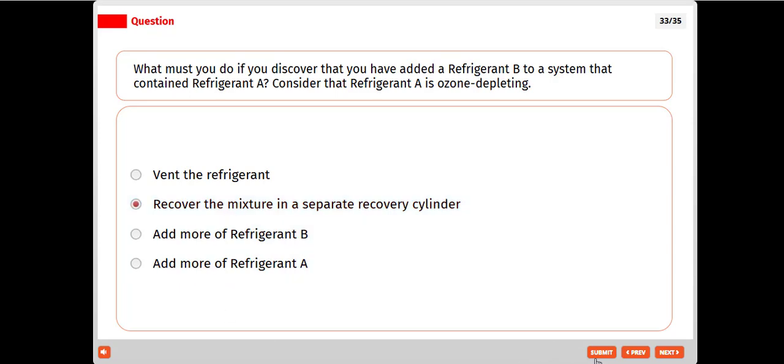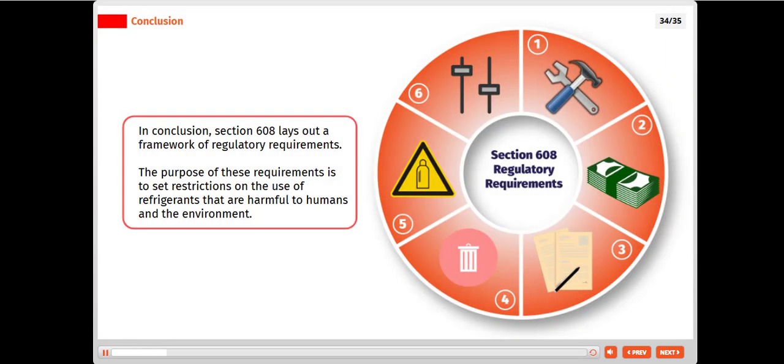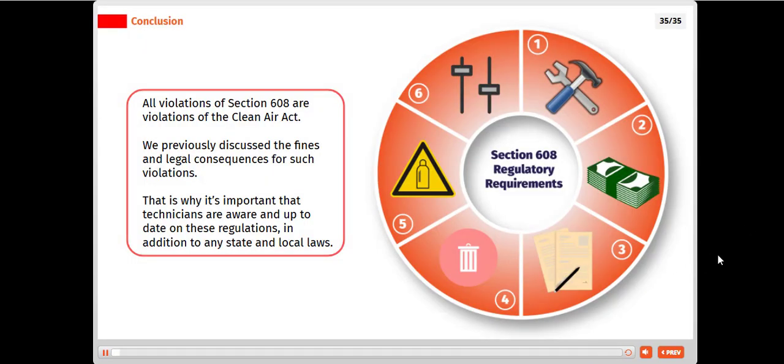In conclusion, Section 608 lays out a framework of regulatory requirements. The purpose of these requirements is to set restrictions on the use of refrigerants that are harmful to humans and the environment. All violations of Section 608 are violations of the Clean Air Act. We previously discussed the fines and legal consequences for such violations. That is why it's important that technicians are aware and up to date on these regulations, in addition to any state and local laws.